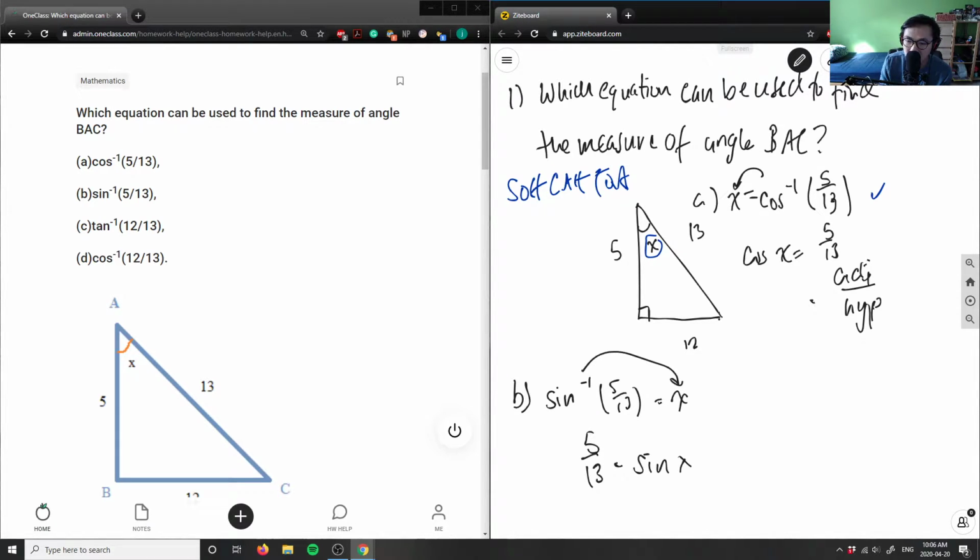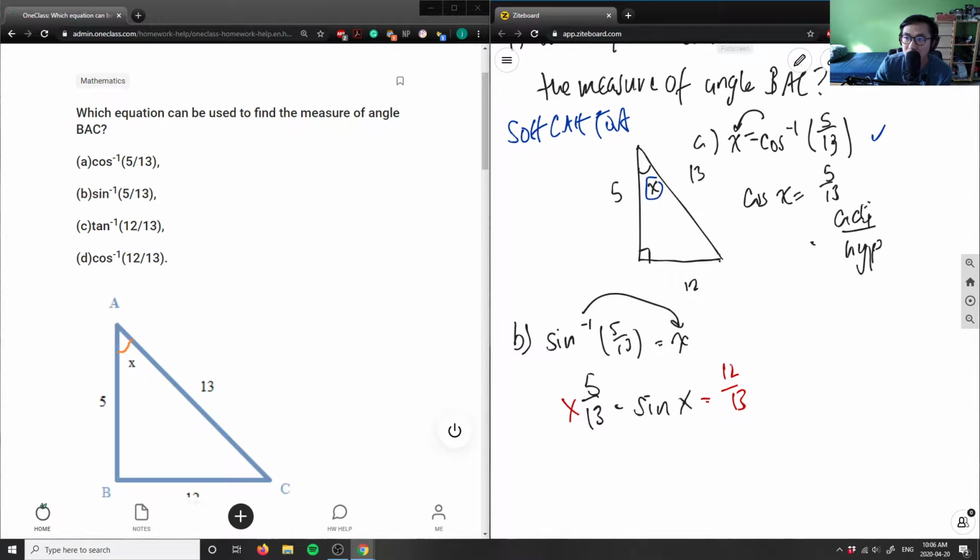And as you can see, remember, sine x is opposite over hypotenuse. Opposite here is 12 over 13, not 5 over 13. So this here is the wrong answer, because this is supposed to equal 12 over 13, right? The opposite of x here.